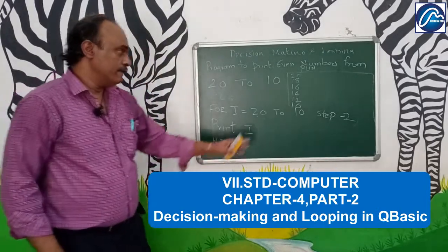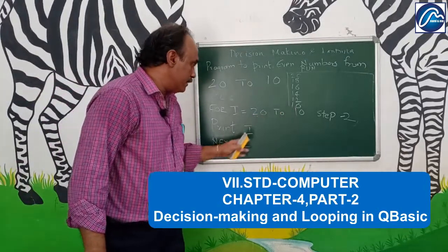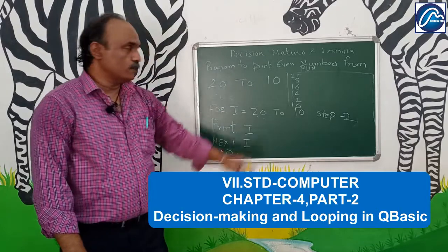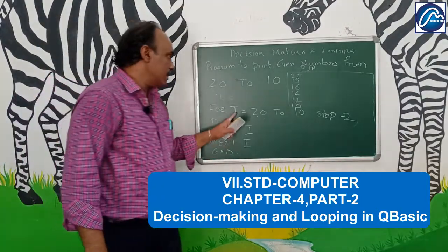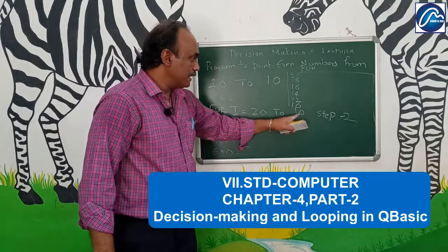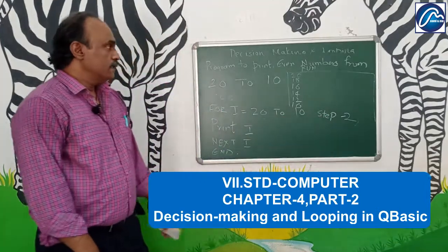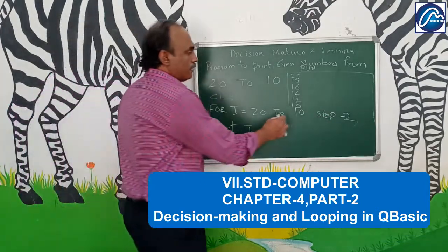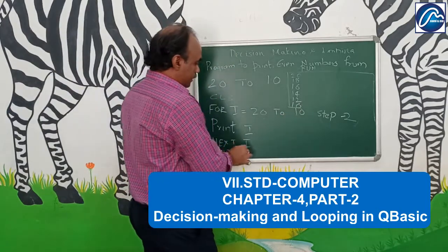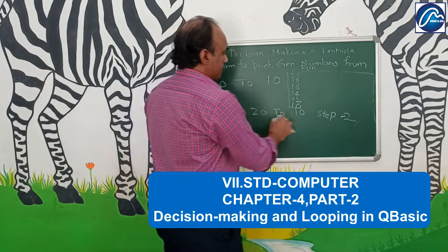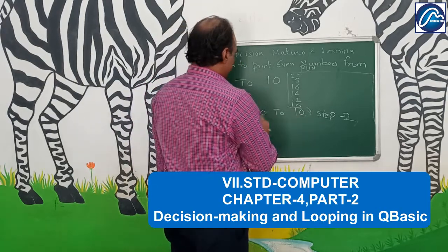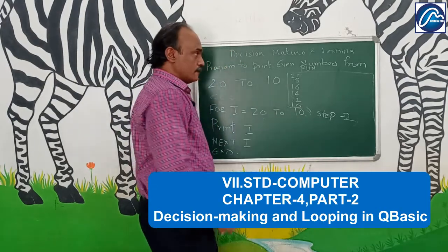Can anyone tell me whether next I will be 10 minus 2 as 8? The answer is no. Why? Because here I have given the initial value 20, final value 10 and step minus 2. Understand? So when I encounters the value as 10, it automatically ends the program because our condition, the final value is 10, initial value is 20.